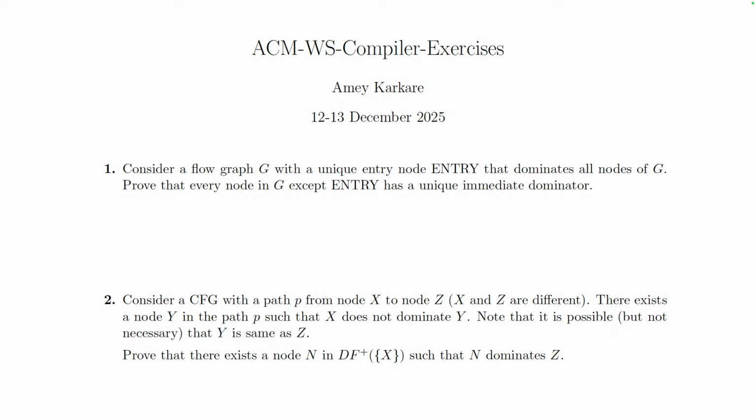Now there is a totally unrelated claim made that there exists a node N in the iterated dominance frontier of X that dominates Z.